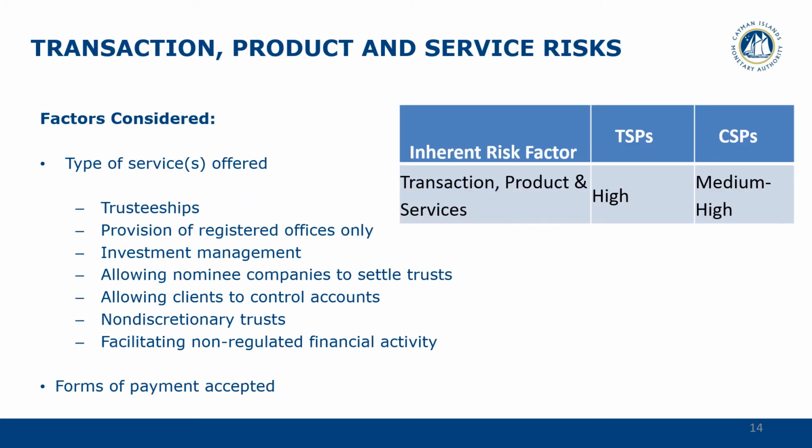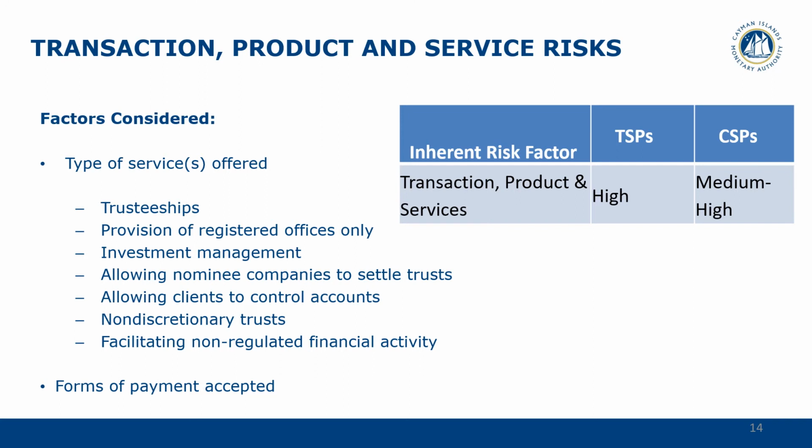Moving on now to transaction, products and service risks. So what are the types of service that are offered by TCSPs? Well, there's trusteeships, provision of registered office-only services, investment management, allowing nominee companies to settle trusts, allowing clients to control accounts, non-discretionary trusts, and facilitating non-regulated financial activity. So these are all potentially high-risk activities.